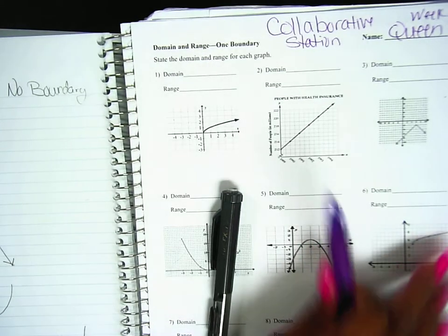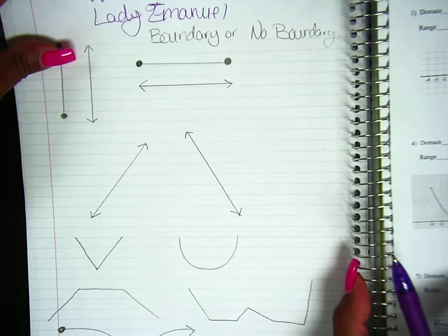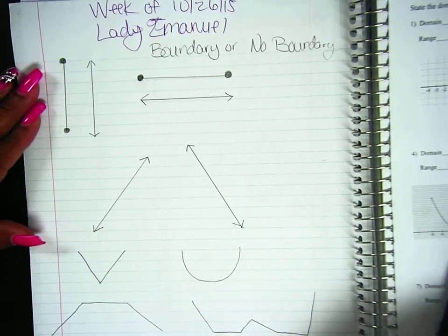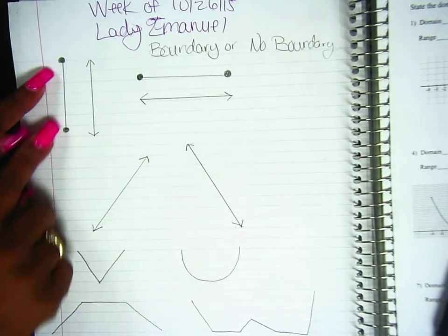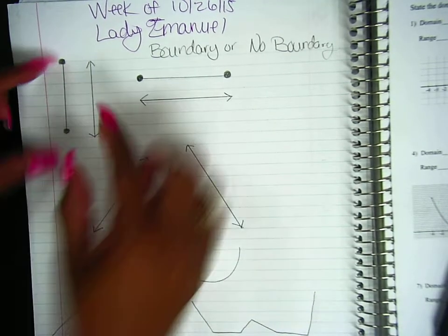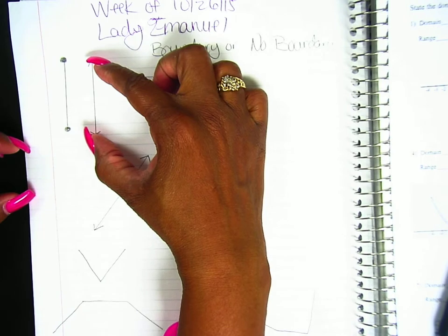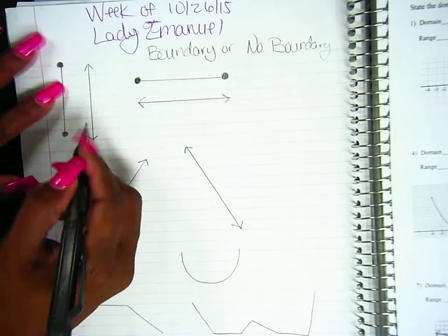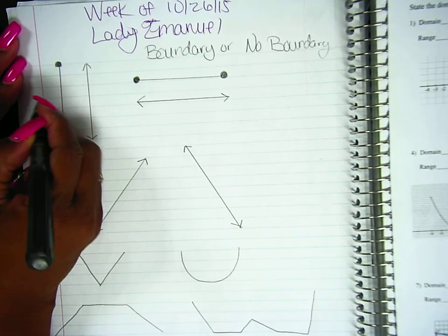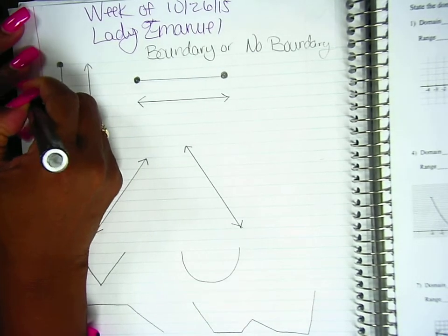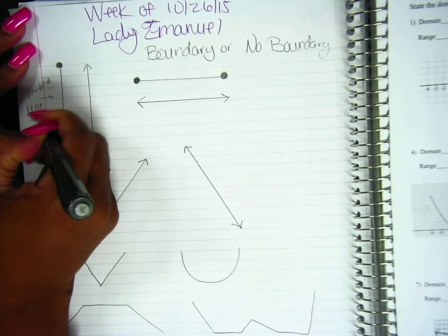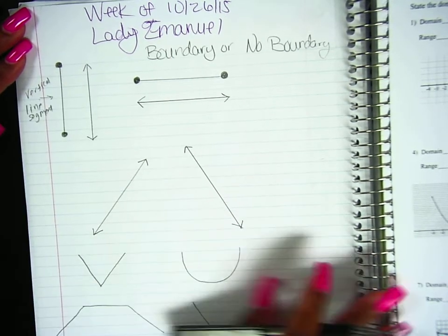Before we get started with the collaborative domain range activity, I want to review information from perhaps middle school math. So my question to you is, what is this called? What is that called? What's the difference? And I know some of you already said, oh, this is just a line segment. It's a vertical line segment. And what does a line segment mean?